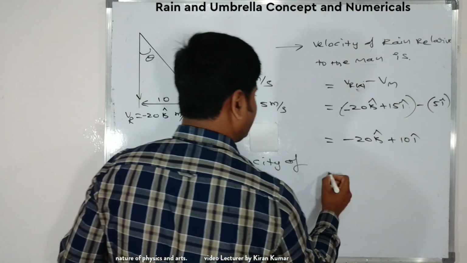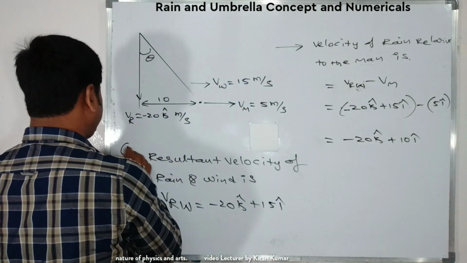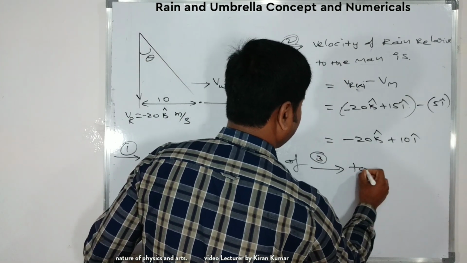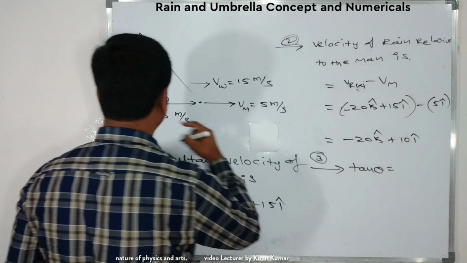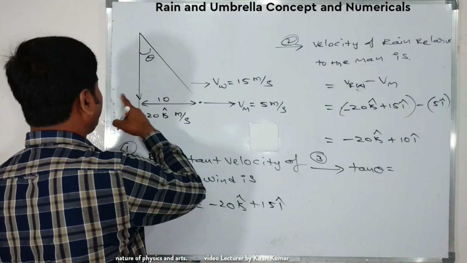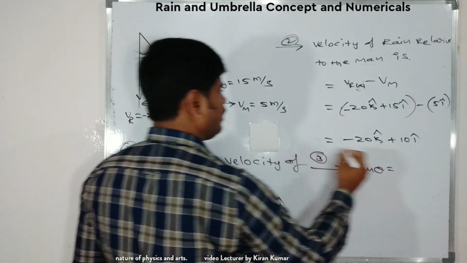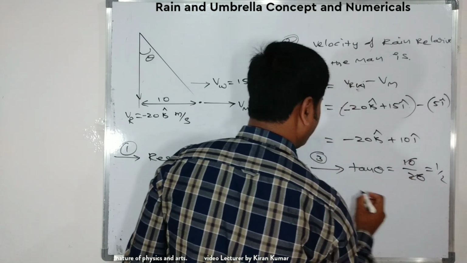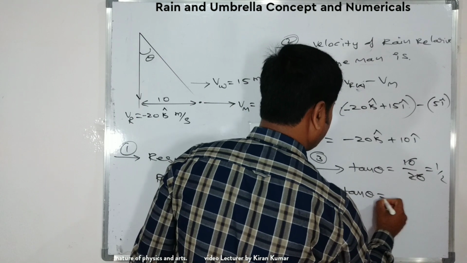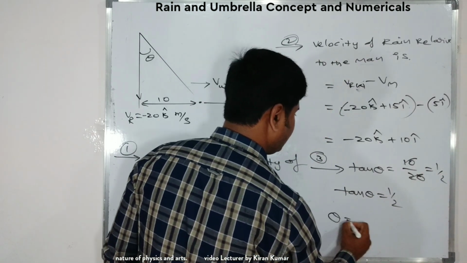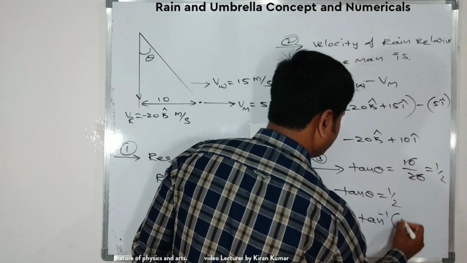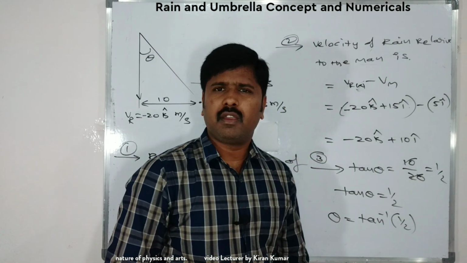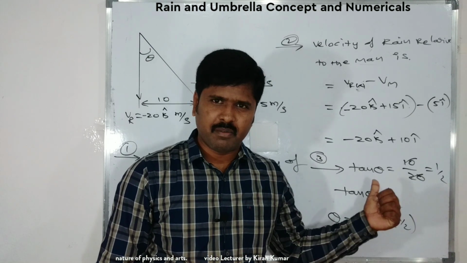Okay, so from this equation, this is the first step, and this is the second step, and the third step is tan theta, which is equal to opposite by adjacent side, that is 10 divided by 20, which is equal to 1 by 2. Tan theta is equal to 1 by 2, and theta is equal to tan inverse of 1 by 2, which is the answer for the given question. Please copy this.